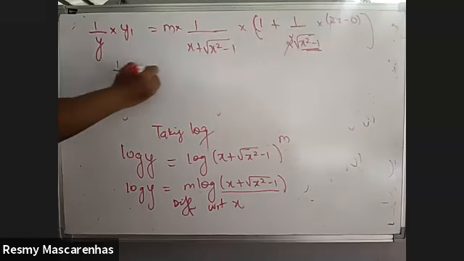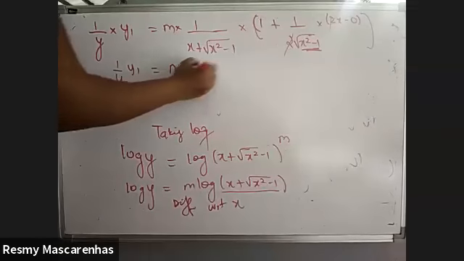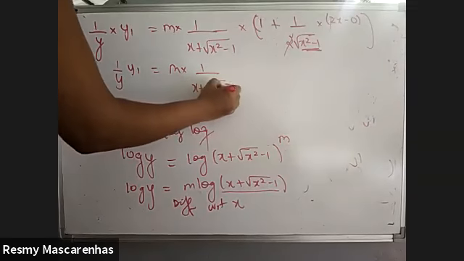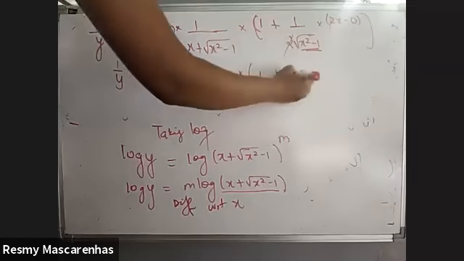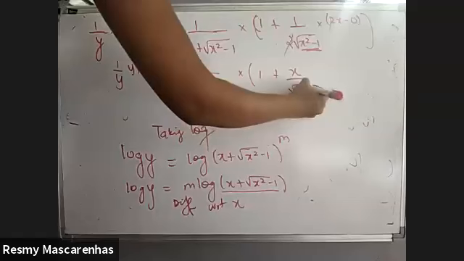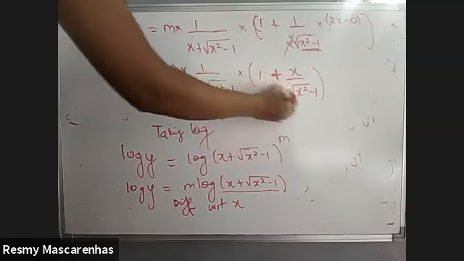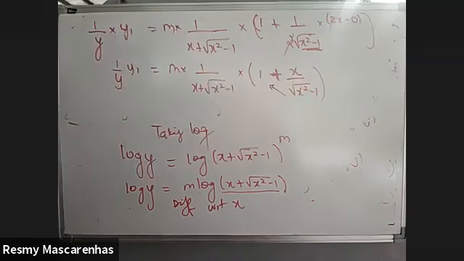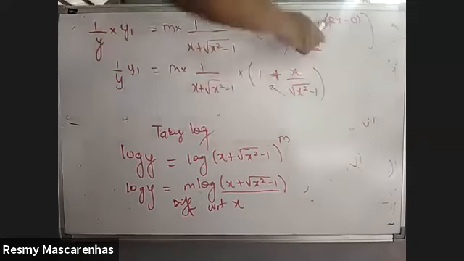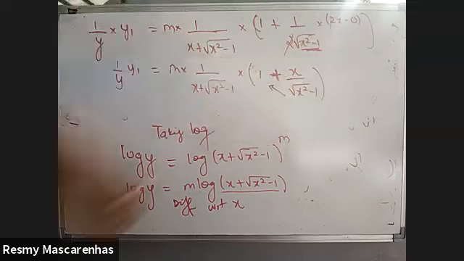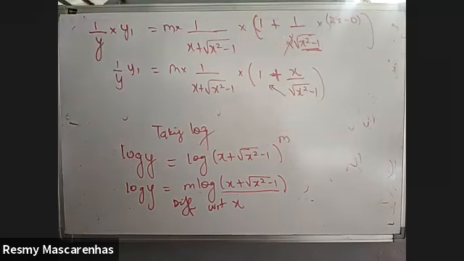So this will be 1 upon y into y1, like this only. Now, so what we will get is like this. And now cross multiply this. One plus x upon this you will get from this step. Now cross multiply, and then the numerator will cancel with this whole thing. So it will go.